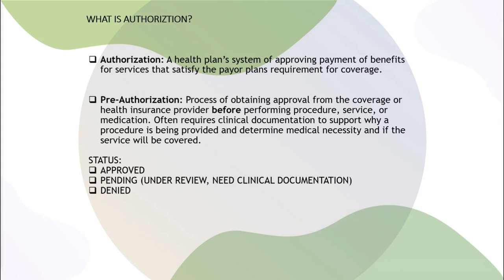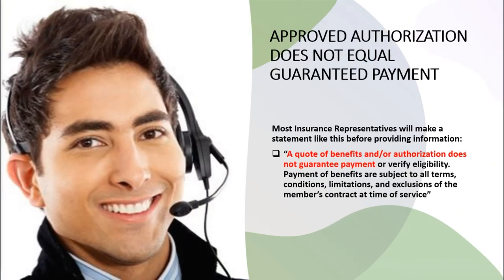The various statuses of an authorization are approved, pending review under clinical, and denied. An approved authorization does not equal a guarantee of payment. Most insurance representatives will make a statement like this before providing information: a quote of benefits and/or authorization does not guarantee payment or verify eligibility. Payment of benefits is subject to all terms, conditions, limitations, and exclusions of the member's contract at the time of service.